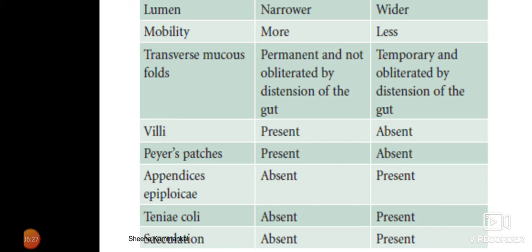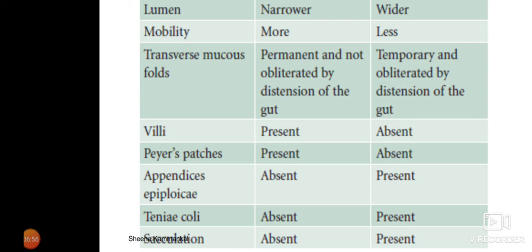Villi are more needed in the small intestine because villi help with absorption. Villi are present in the small intestine, which are absent in the large intestine. Now, Peyer's patches are nothing but collections of lymphatic follicles, which are present in the ileum of the small intestine and not present anywhere else in the gut.